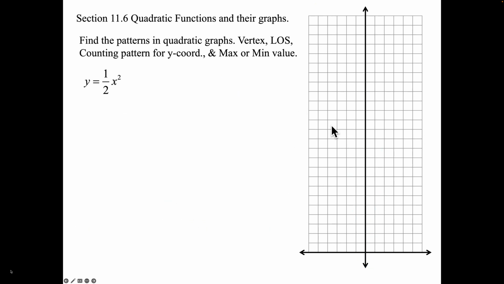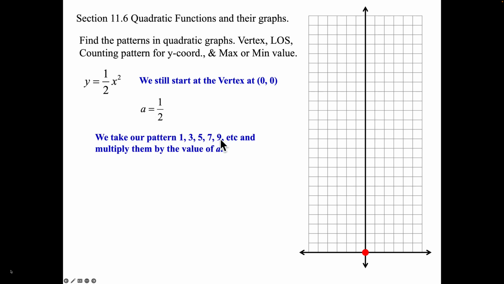All right, on that same graph, we plotted those same two on one graph, that's fine. Now we're going to do this one, but we're not going to make a table. My vertex is still at 0, 0, but now my a is a 1/2, so I'm going to plot my vertex. I'm going to go 1, 3, 5, 7, 9, and I'm going to multiply them all by 1/2. So 1, 3, 5, 7, 9 times 1/2 gets you 1/2, 3 halves, 5 halves, 7 halves, 9 halves. So 1 to the right up 1/2 square. 1 to the right up 1, 2, 3 halves.